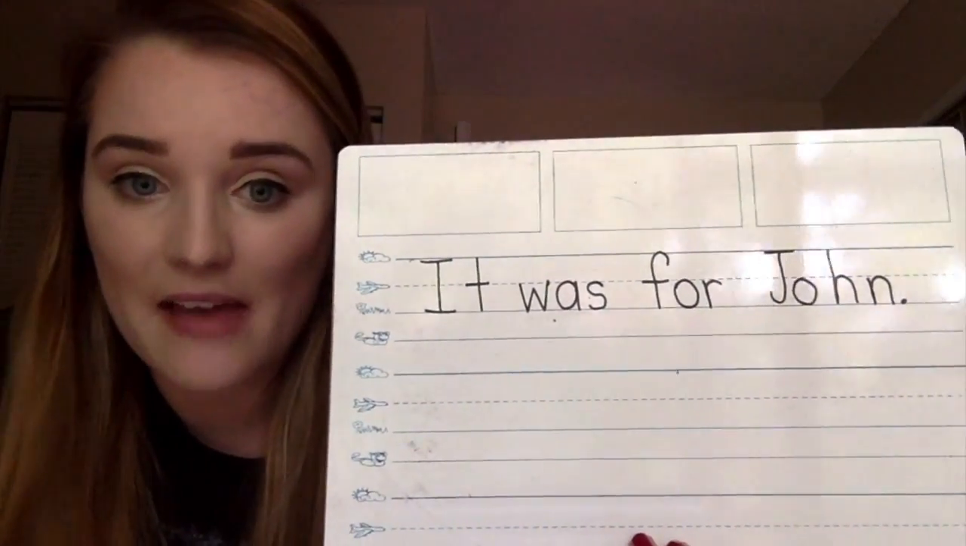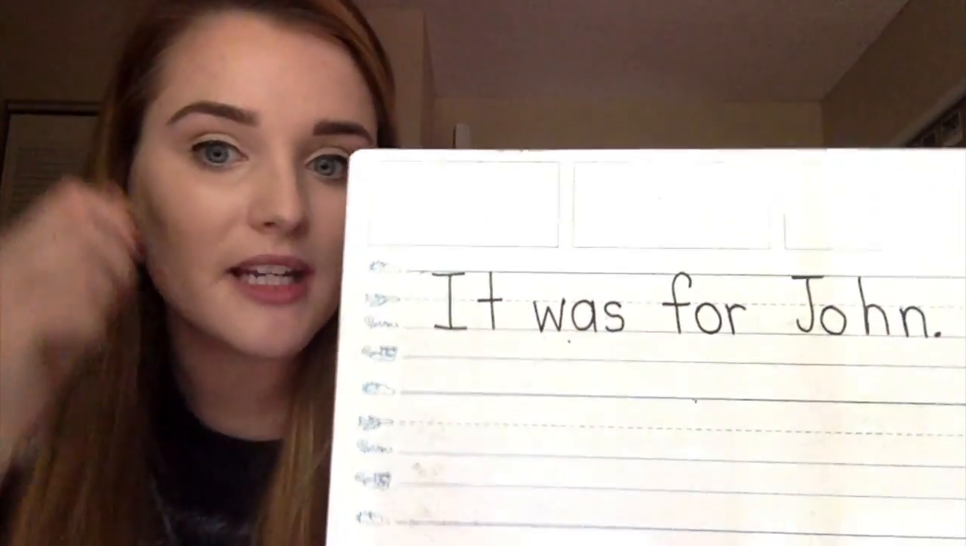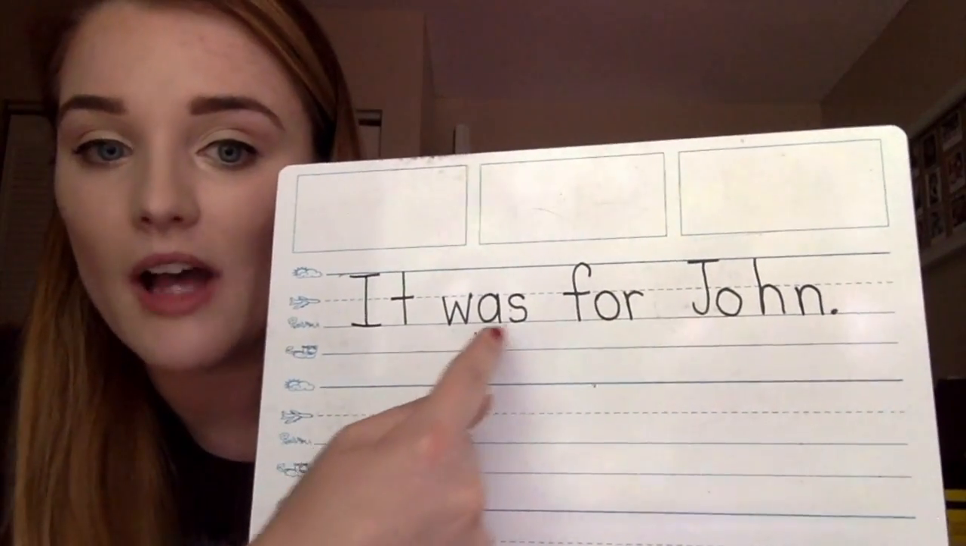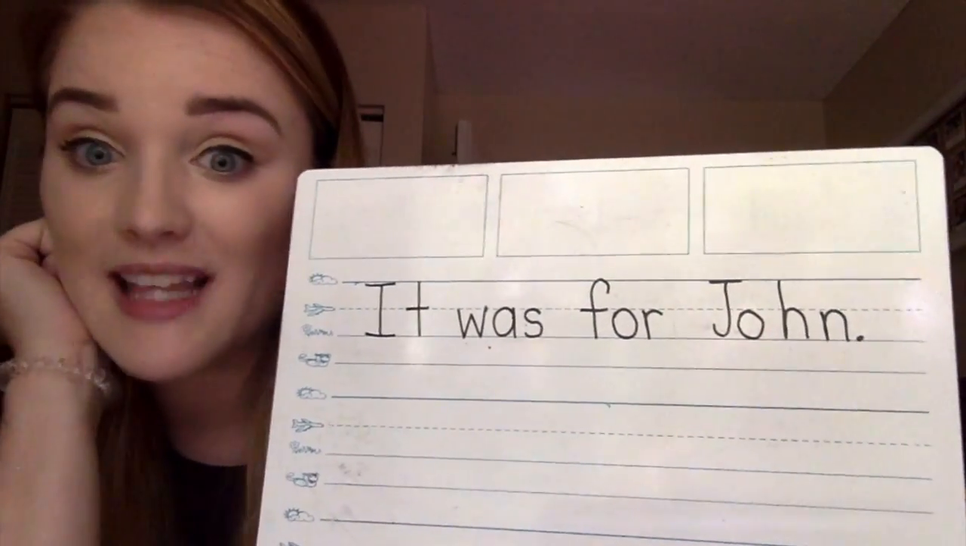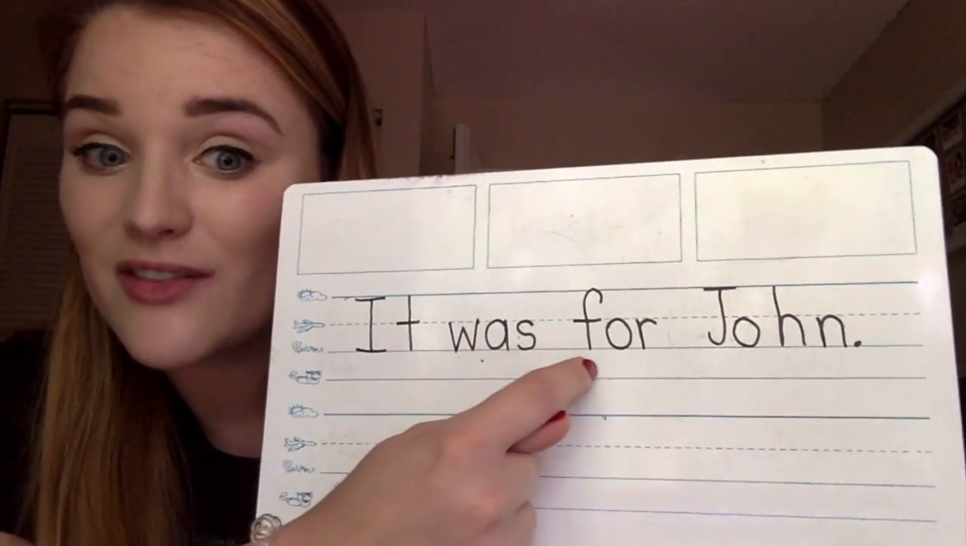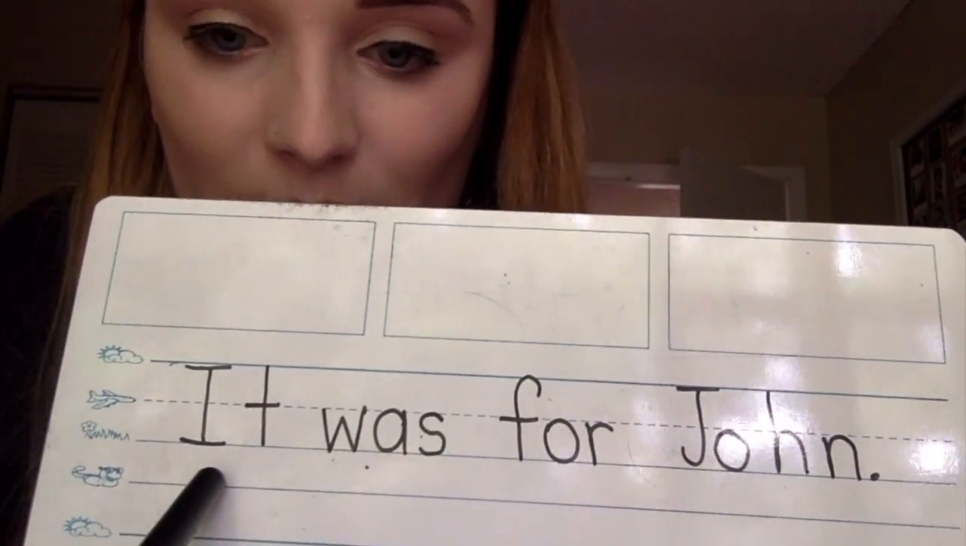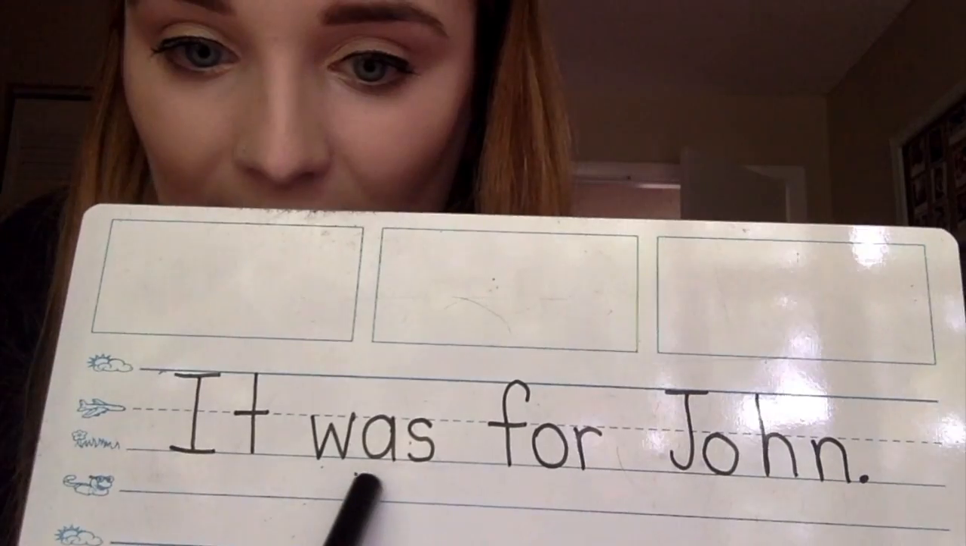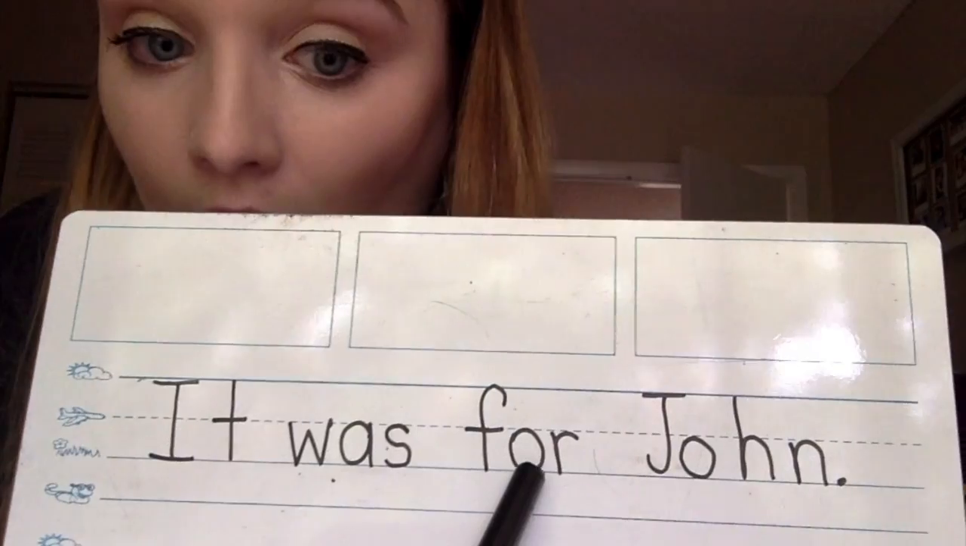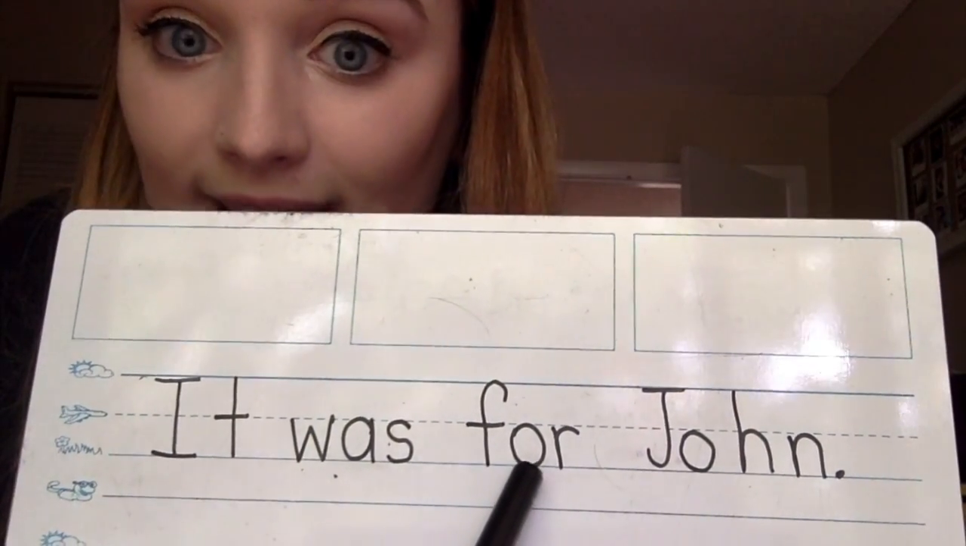All right. Here is our second sentence that we're going to read together. So I'm going to read it, and you're going to repeat after me. It was for John. So read that back to me. Good. So now we're going to look for our trick word or our sight word that we're looking at in this sentence. Can you find it? Is it this one? How about this one? Is that our sight word? No, that's not for or. What's this? Is this the word for?